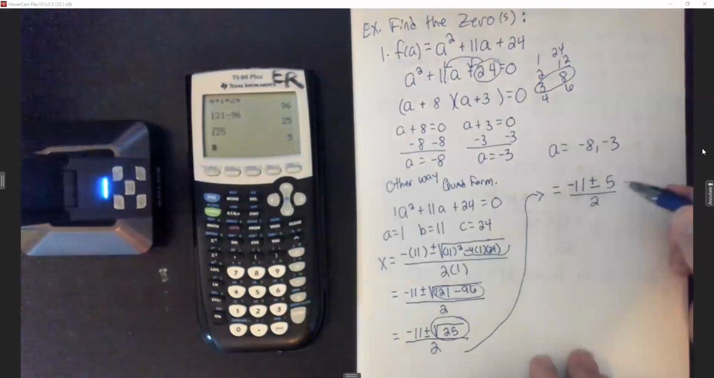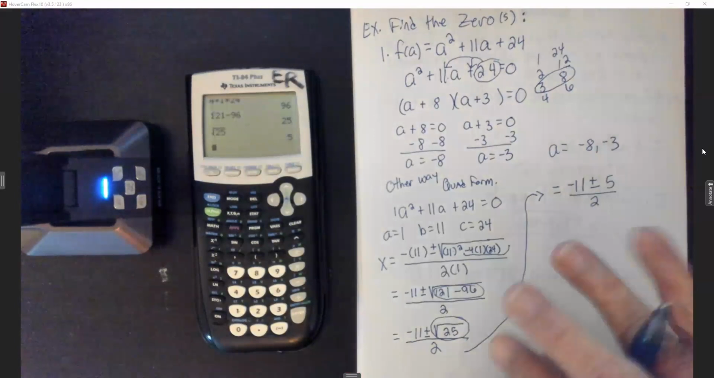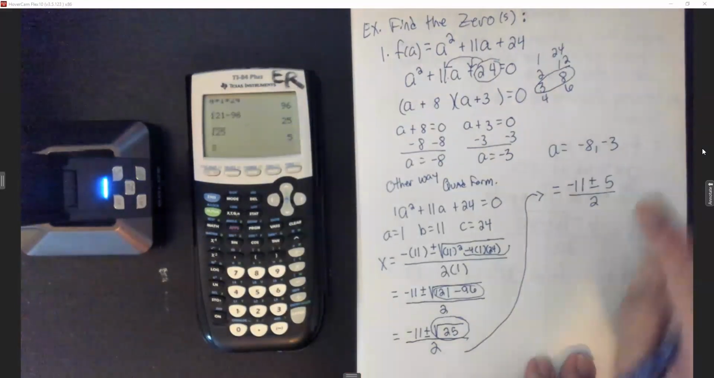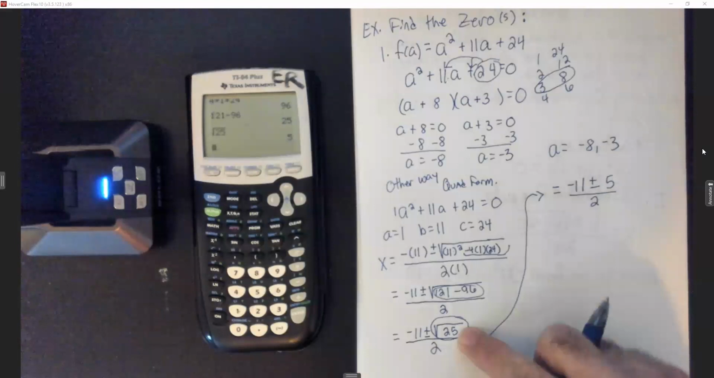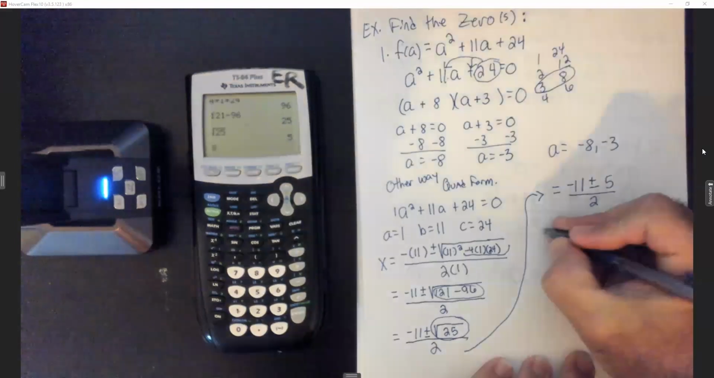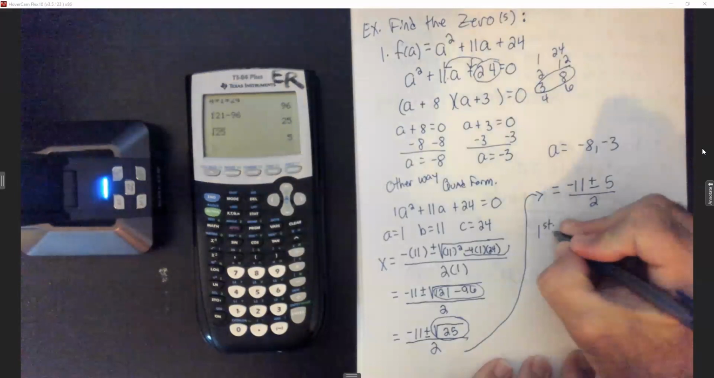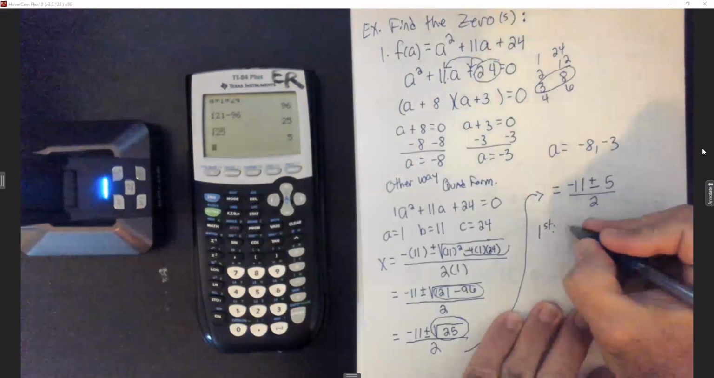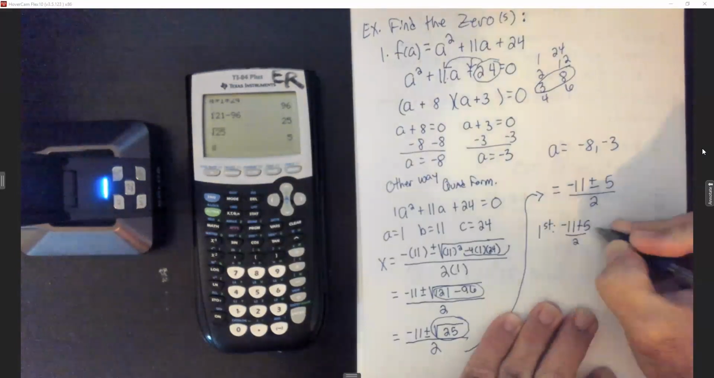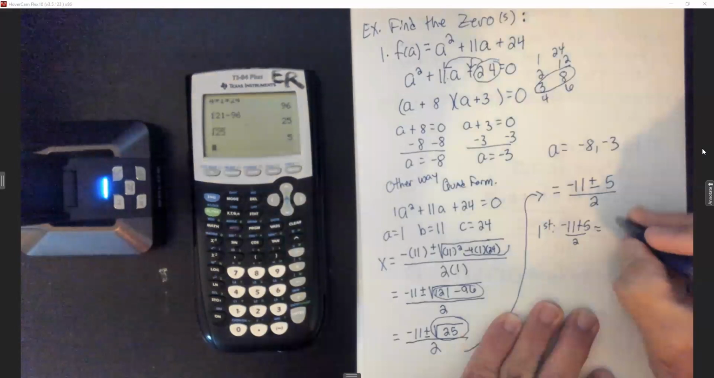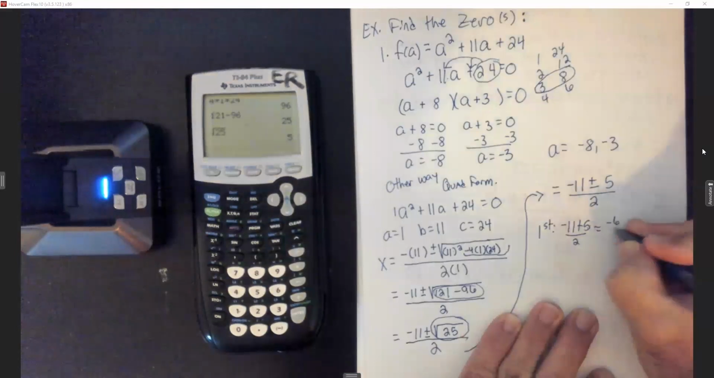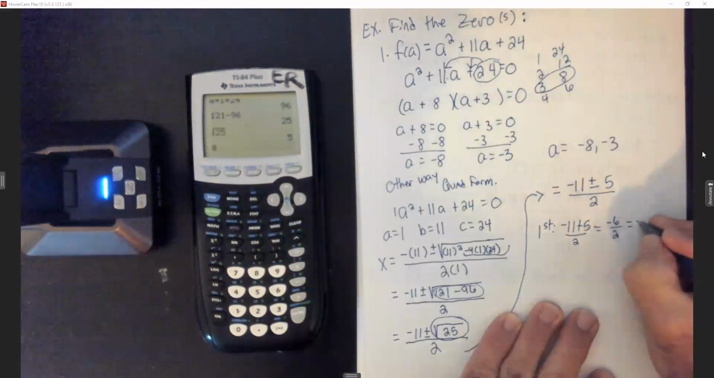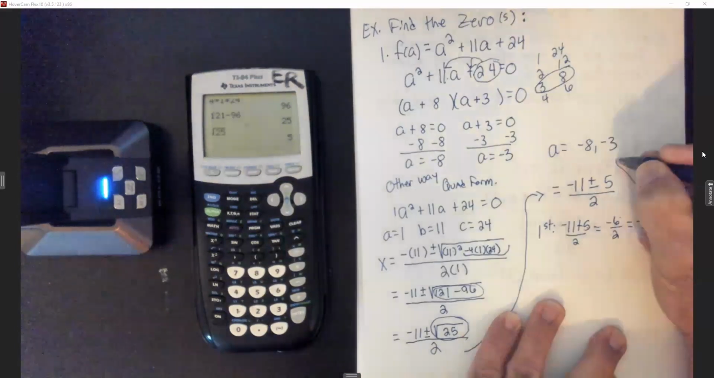Notice, once you take a square root, you've got to get rid of the radical if a number comes out of it. So if it's a perfect square like 25, you get rid of the radical. All right, so here's how you get the 2 answers. First, you've got a plus and minus here. So the first time you go through, you add 5 and divide by 2. So negative 11 plus 5 is negative 6, divided by 2. Negative 6 divided by 2 is negative 3, which was one of my answers.